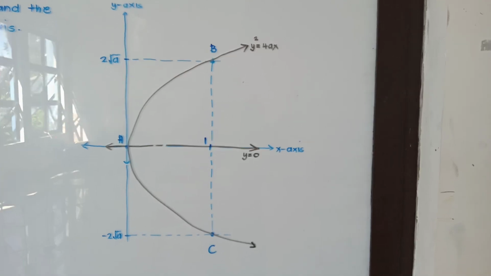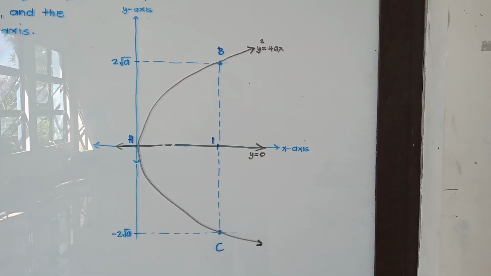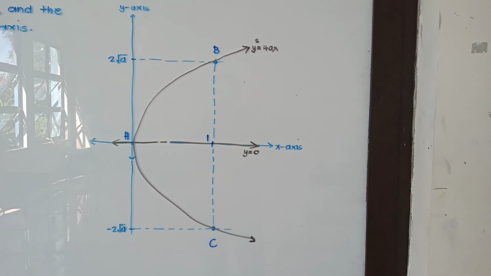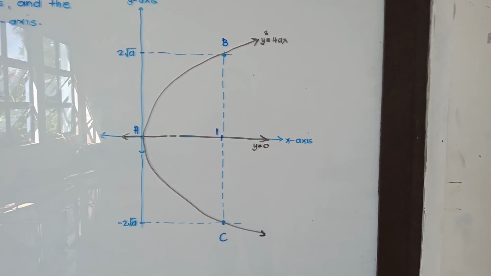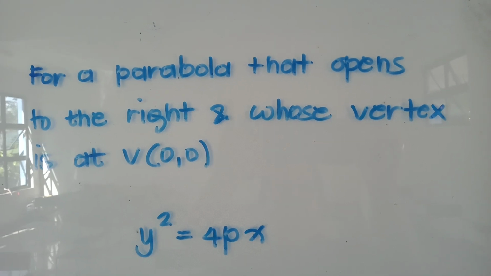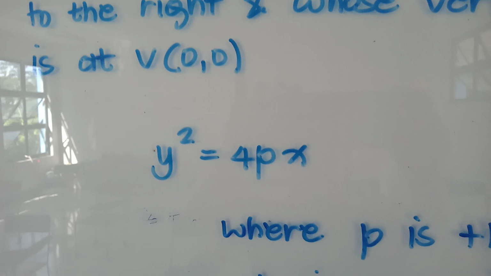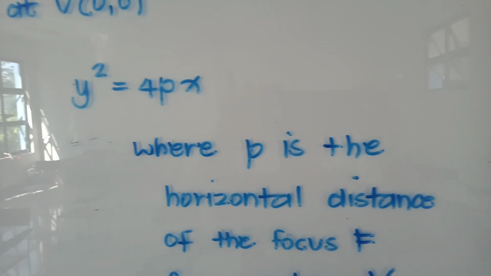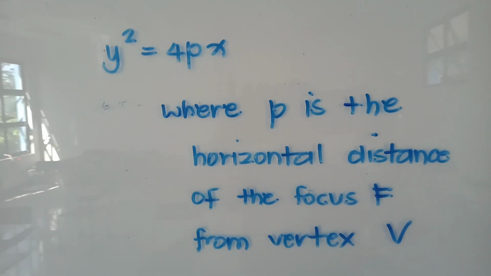Alright, there's our parabola, and since we still have one more boundary, we need to locate the focus of this particular parabola so that we'll be able to determine its latus rectum. Now, for a parabola that opens to the right and whose vertex is at the origin, that's the standard equation where p there represents the horizontal distance of the focus from the vertex.